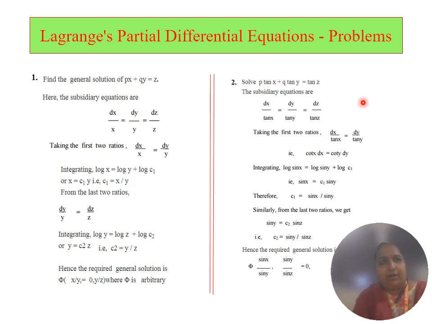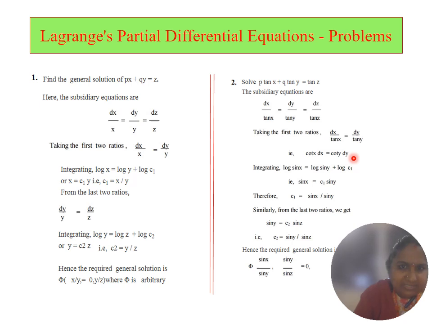Therefore, if you differentiate log of sin x, what will you get? If you differentiate the denominator sin x, we get the numerator cos x. Therefore, we can write the log of the denominator: log sin x is equal to log sin y plus log c1. So, bring sin y to the other side: log sin x minus log sin y equals log c1.